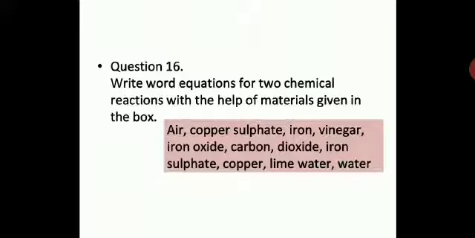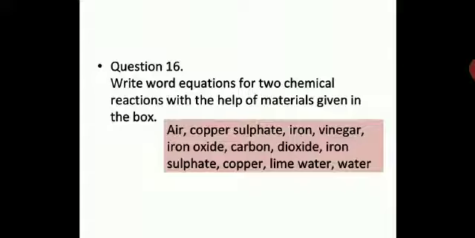So over here, we will continue with question number 16. In a previous session, we have done till question number 15. So today we are going to start with question number 16. Write word equations for two chemical reactions with the help of materials given in the box. Now they are asking you to write a word equation. That means in words, not in symbolic form, not using chemical formulae. You have to pick up words given in the box below.